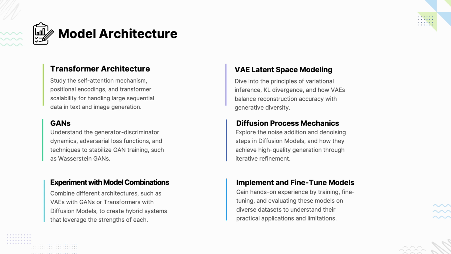Now, what happens when we combine these models? Let's look at some great combinations and their use cases. If we combine VAEs and GANs, we get high resolution image generation in fields like photography and virtual reality. The VAE provides a smooth latent space, and the GAN ensures that fine details are realistic.